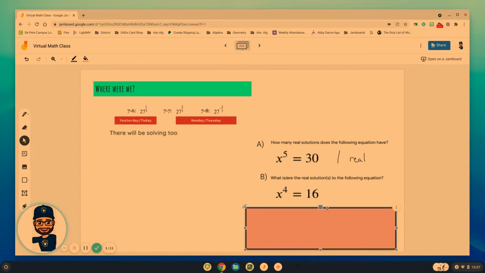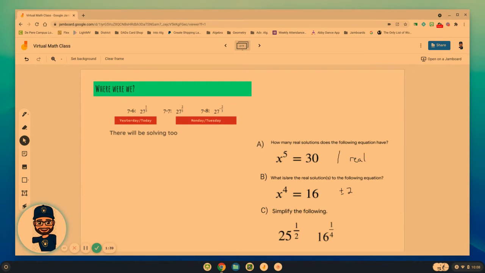Letter B. What is or are the real solutions to this one? x to the 4th equals 16. Well, this would be plus or minus 2. 2 times 2 times 2 times 2, or negative 2 times negative 2 times negative 2 times negative 2 would give us that 16. Because it's an even power, we will possibly have two real solutions.